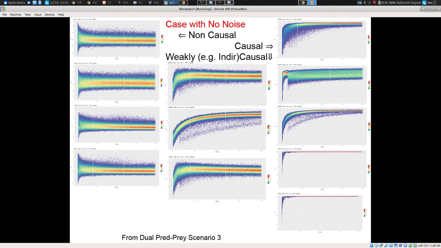Okay, so here's a non-causal case on the left. These are with no noise. Non-causal case on the left, and this is a causal case on the right. This is an example of the REDM bug, by the way, that you get this.